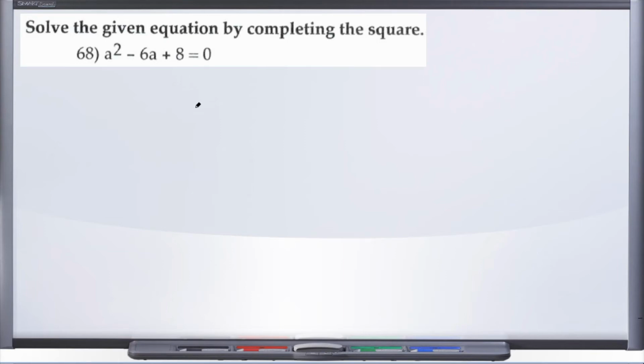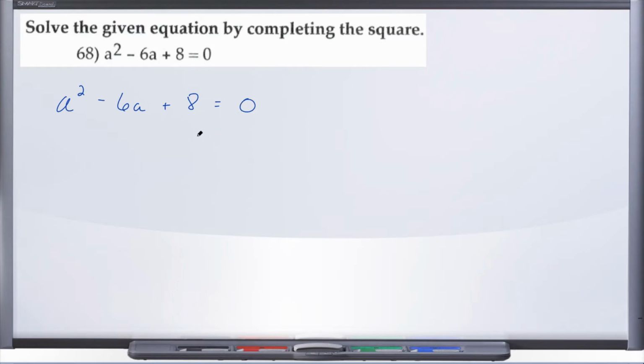All right, so here we go. Number 68. Solve the equation by completing the square. And they've given us a squared minus 6a plus 8 equals 0. And they want us to complete the square.